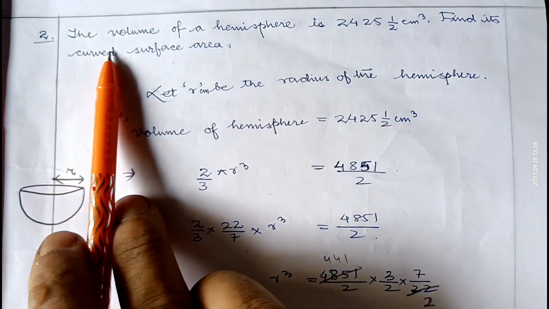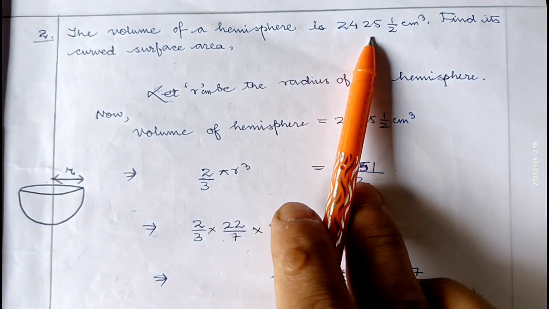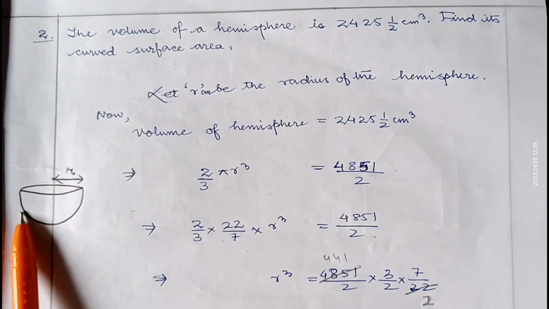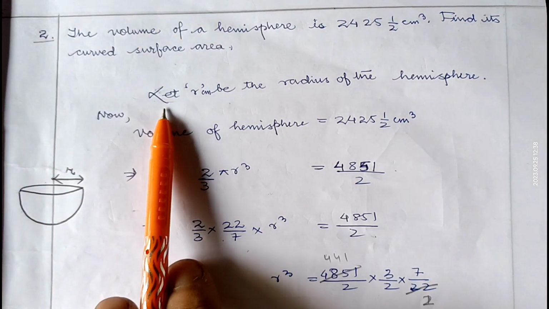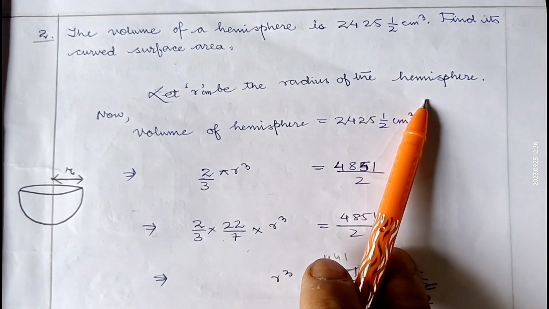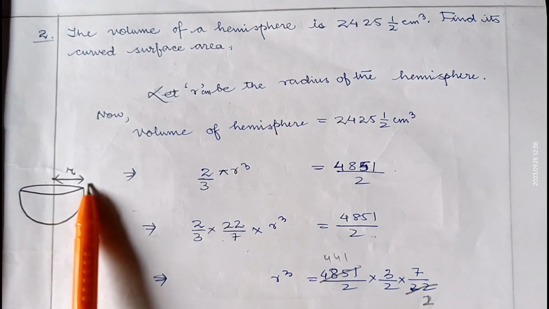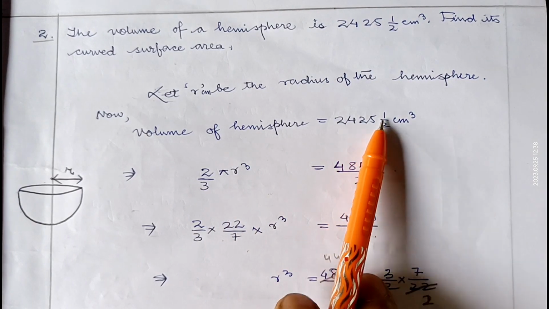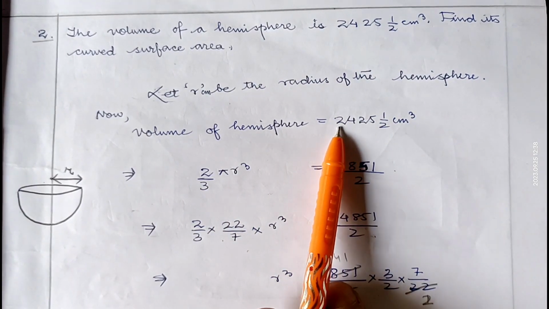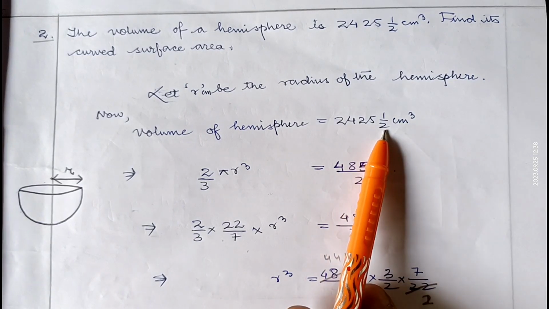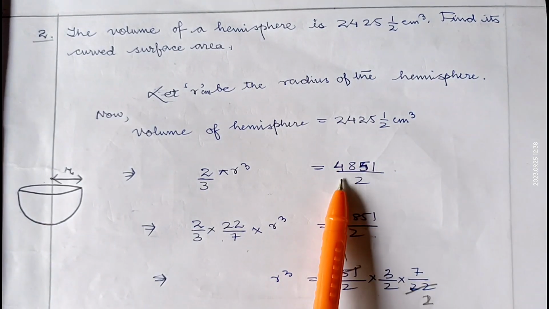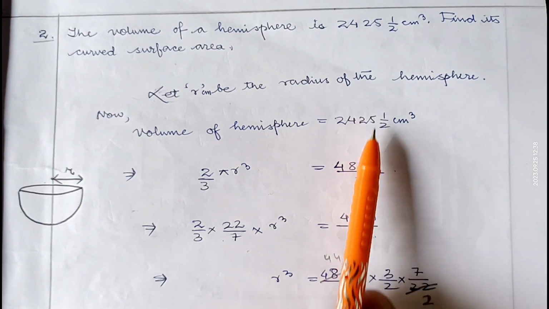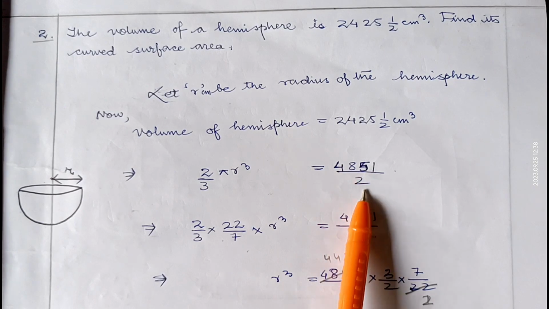In question number 2, it is given the volume of a hemisphere is 2425.5 centimeter cube. Find its curved surface area. Now suppose this is the hemisphere and radius is r. We can write let r centimeter be the radius of the hemisphere. We know volume of a hemisphere formula is 2 by 3 pi r cube, and as given it is 2425.5 centimeter cube. If I multiply 2425 into 2, it will be 4850 plus 1, that will become 4851 by 2. So if I convert this mixed fraction into a normal fraction, it will become 4851 by 2.